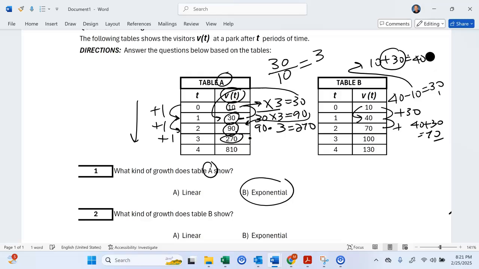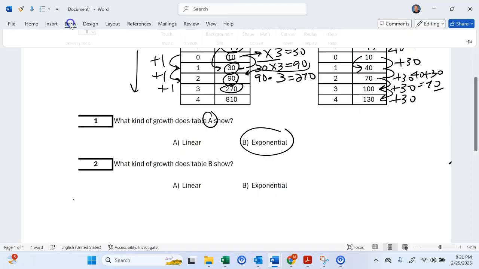So that means it works there. Plus 30. And then from here to here, plus 30. Here to here, plus 30. If I want to check, I could go 130 minus 100. So that means with adding every single time, that would be linear, okay?